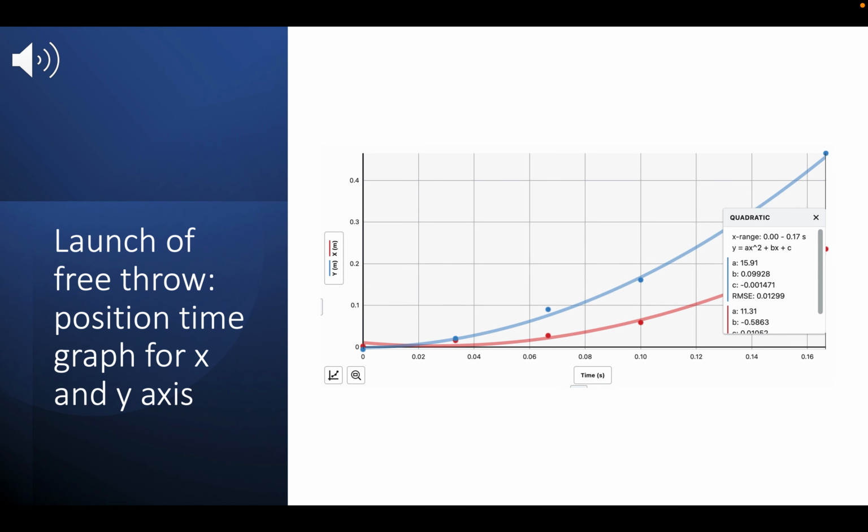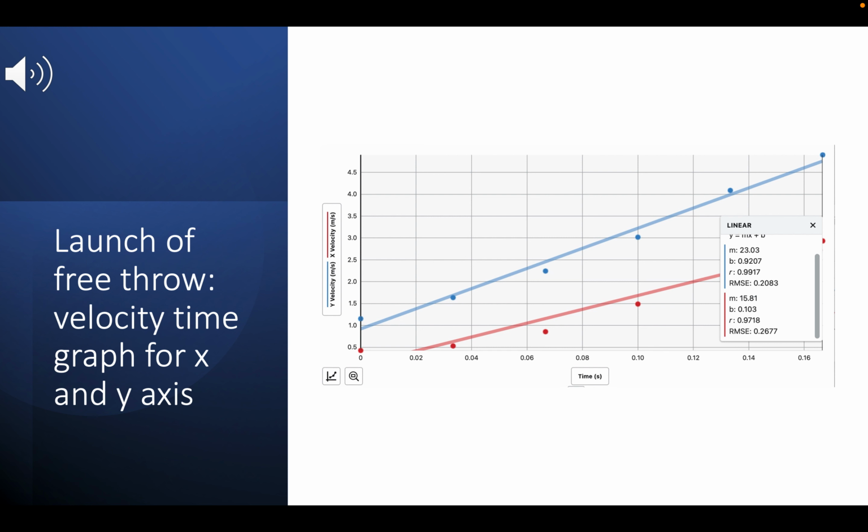Lastly, we will be examining the free throw launch of the volleyball by first looking at the position time graph. Looking at this, we can see that the velocity is not constant and is changing once again because of the parabolic, or I guess curve fit. And so, by looking at this velocity time graph, we can see that the y-axis has an acceleration of 23.03 meters per second squared upwards, and the x-axis has an acceleration of 15.81 meters per second squared to the right.